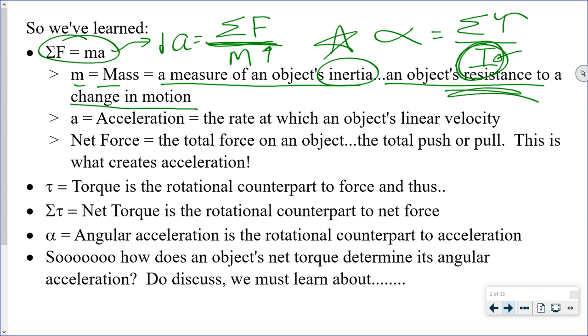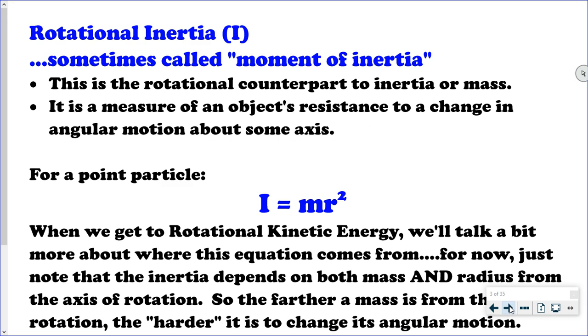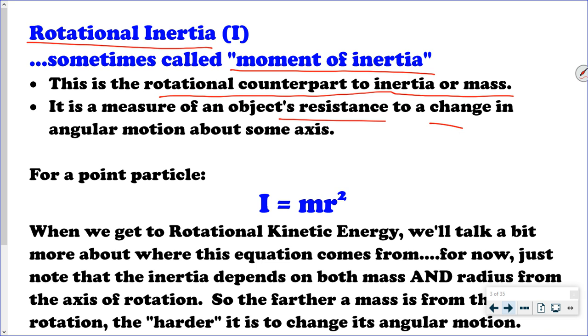So rotational inertia: I, capital letter I, is the symbol for rotational inertia. In older books, they tend to call it moment of inertia. So if you hear the word moment of inertia, that's the exact same thing as rotational inertia. You don't hear that term as often anymore. But as I said a moment ago, rotational inertia is just the rotational counterpart to inertia or mass, and it's a measure of an object's resistance to a change in angular motion. And it turns out for a point particle, I is equal to mr squared.